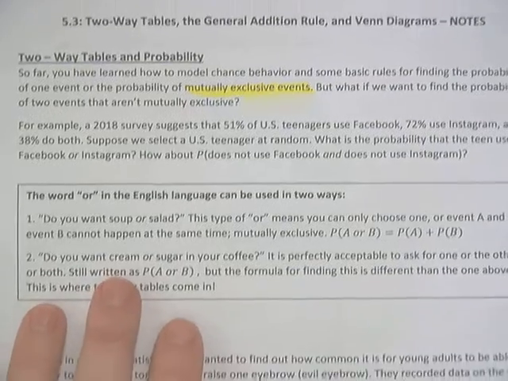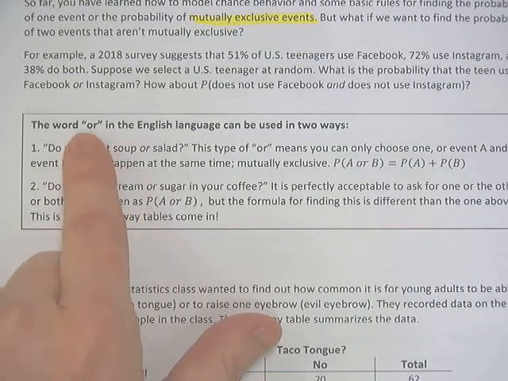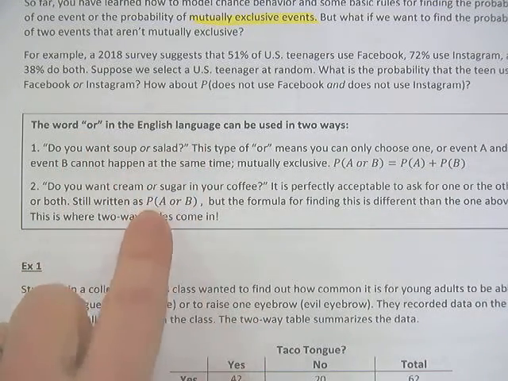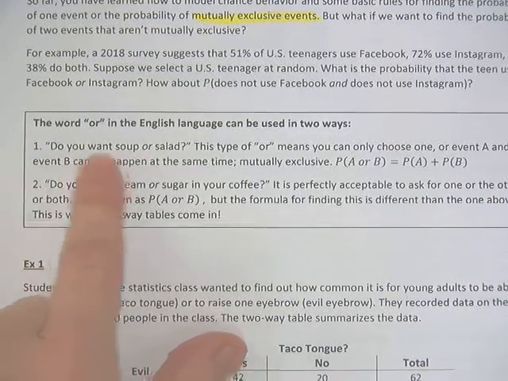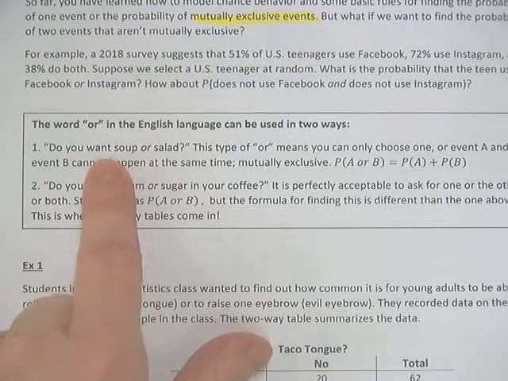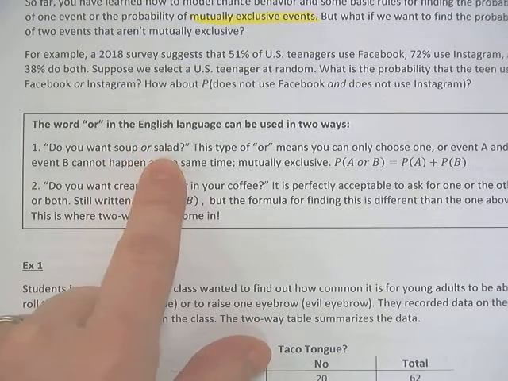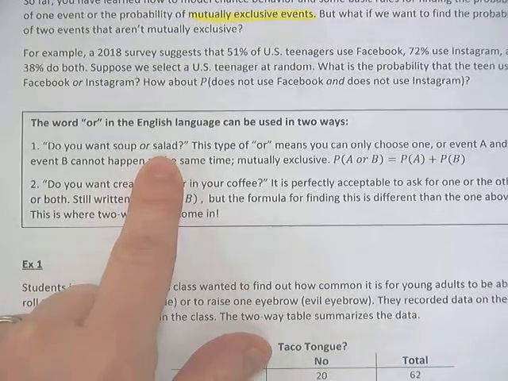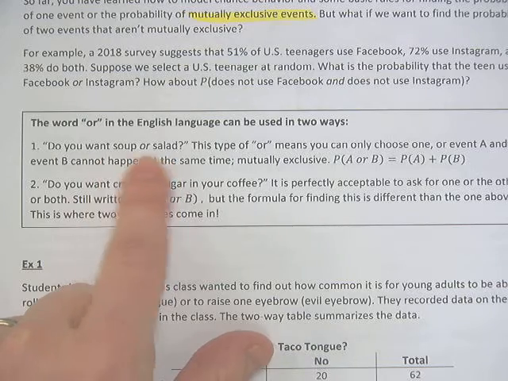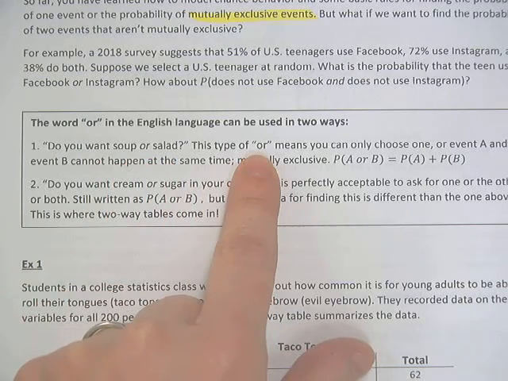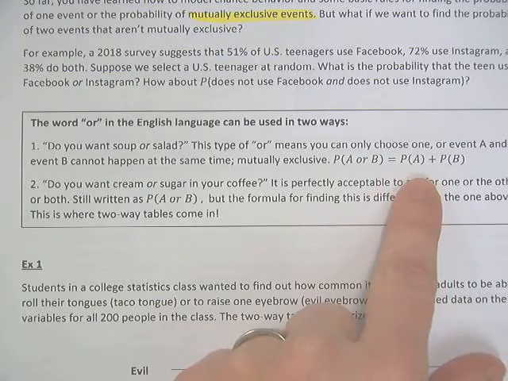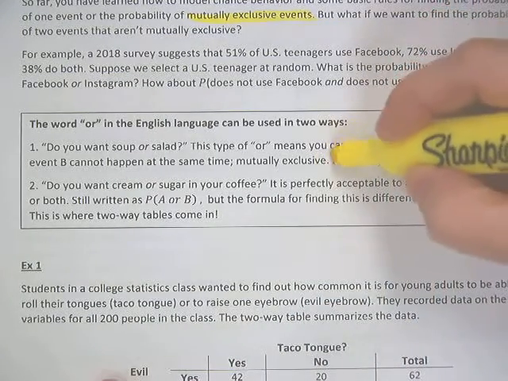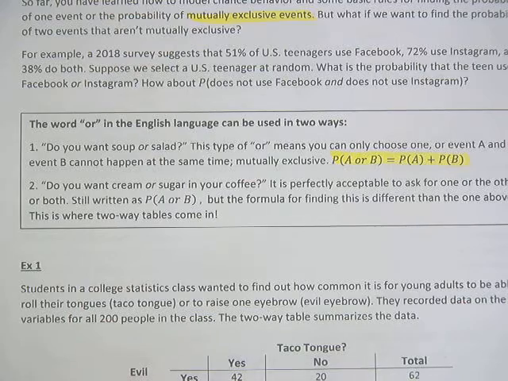So let's dissect this a little bit. When you see the word "or" in the English language, it can be used two different ways. Number one, these would be considered mutually exclusive. If you're asked, do you want soup or salad? You choose one or the other. You won't say, oh, I want both. So this type of "or" means that you can only choose one. So these are mutually exclusive events, and we talked about this in the last section of notes.